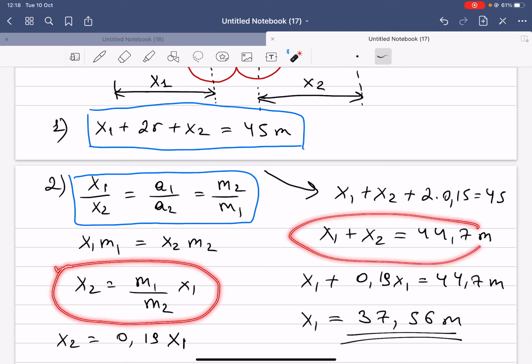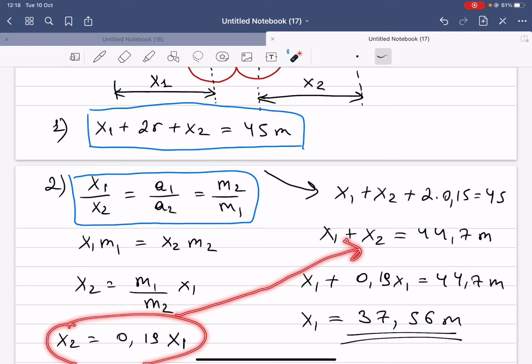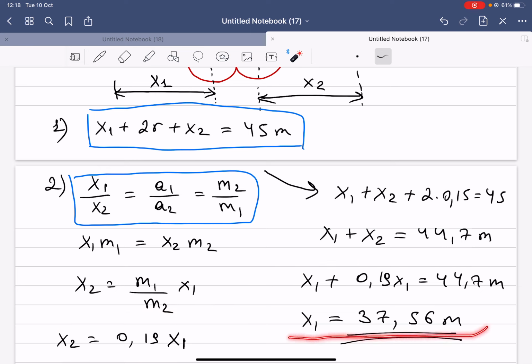So from here, you take x2 from equation 2, and then you plug it here. By plugging it in, you can find that your x1 is equal to 7.56 meters.